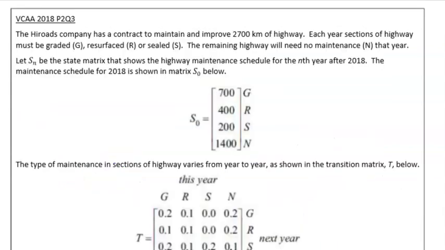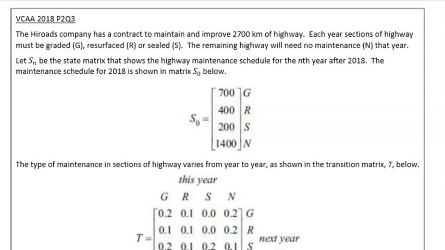This final example is a longer question. So this was from the VCAA 2018 exam 2, and this is question 3 from that. It's quite a long question, and so it's a really good one to show you of what you can expect in the exams. The High Roads Company has a contract to maintain and improve 2,700 kilometres of highway. Each year, sections of highway must be graded, resurfaced or sealed. The remaining highway will need no maintenance that year. So we can see those 4 options.